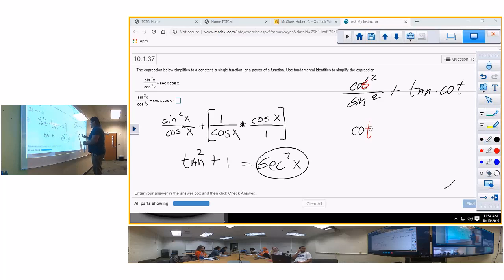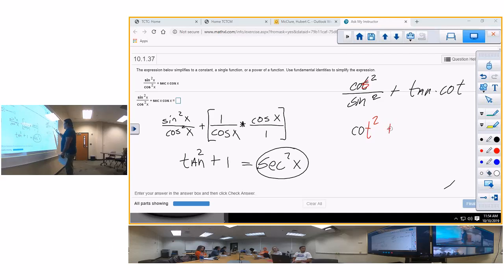Cotangent squared plus 1. Well, what do you mean plus 1? Well, what is the tan? Tan over 1. And what is the cotan? 1 over tan. So what's the cotangent squared plus 1? Secant squared. Cosecant squared.